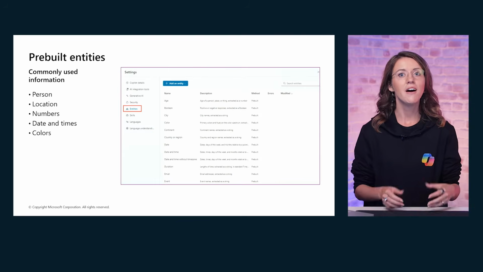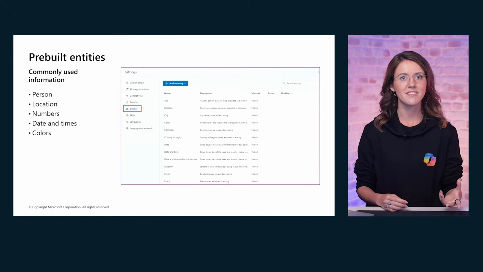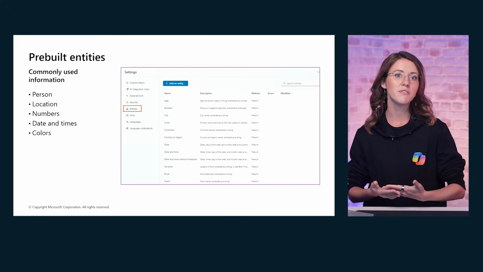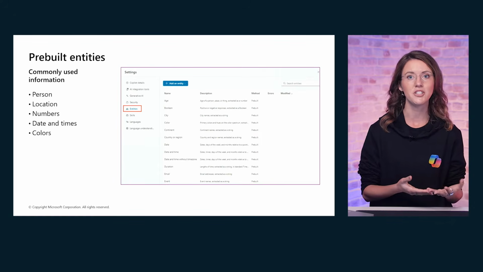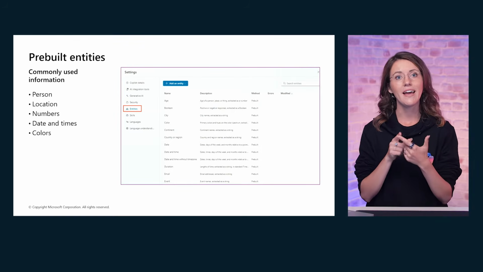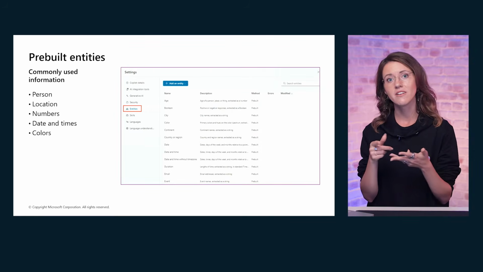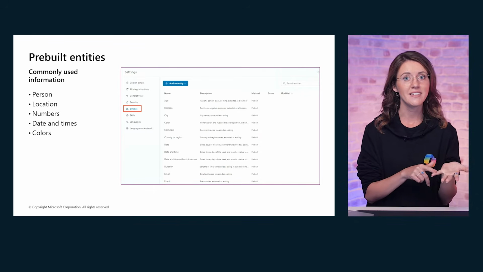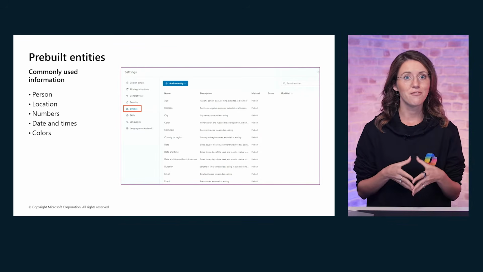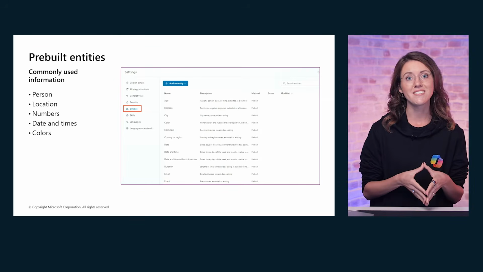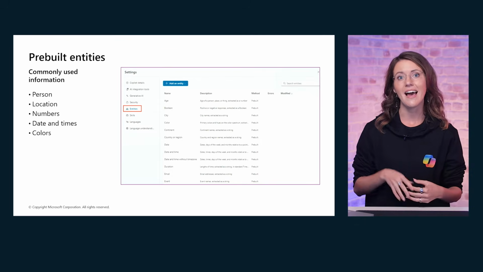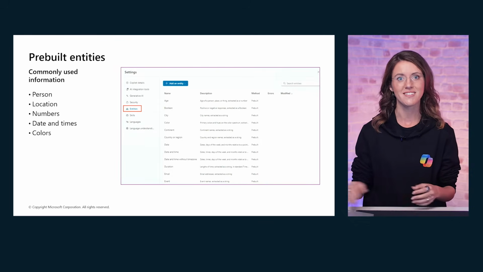Microsoft Copilot Studio comes with a set of pre-built entities right out of the box. These entities represent some of the most commonly used information and real-world data types, such as person, age, location, numbers, dates, and colors. This makes it easier for your agent to understand and process user inputs, ensuring more accurate and relevant responses.